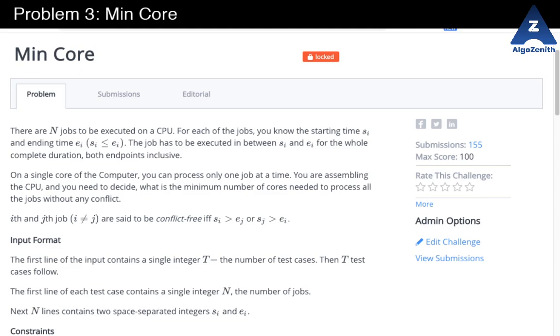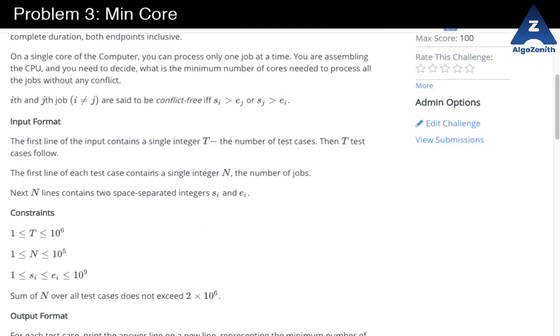A single core can execute only one job at a particular time. So you just need to make sure that at any point of time there are sufficient number of cores available so that any job can be processed. For this problem, you can simply understand it by maybe drawing one or two examples.